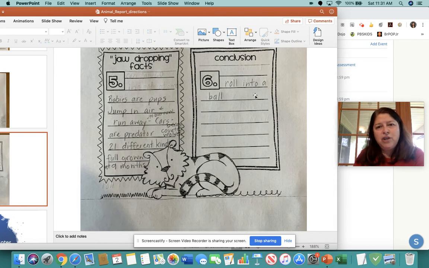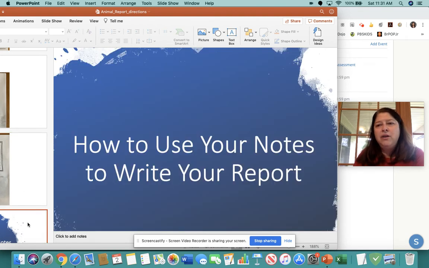Conclusion, you know what? The conclusion needs to have something that's kind of fun too. Okay? And I found out they can roll themselves into a ball. So I want to include that in my conclusion. Now that you have your notes done, remember notes are not going to be complete sentences. But when we get ready to write our notes into our report, we need to change those into complete sentences by adding the who or the what, and then maybe even adding some other facts.